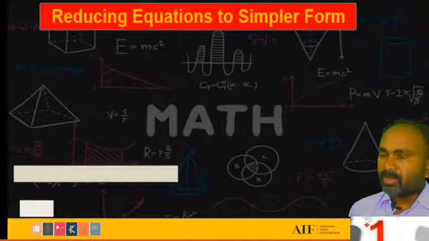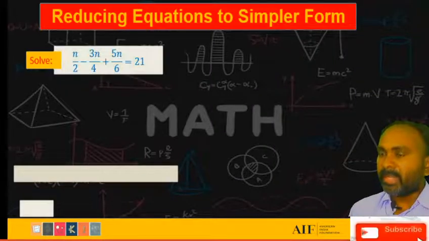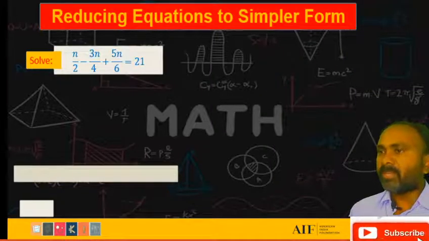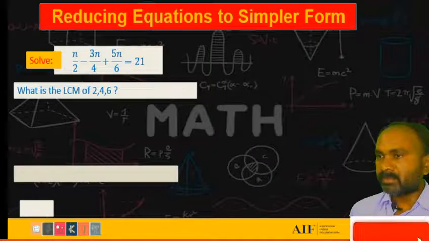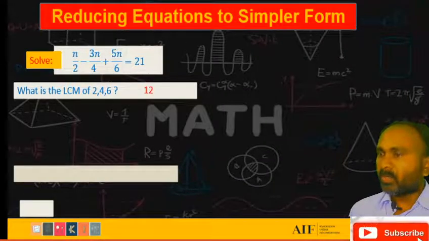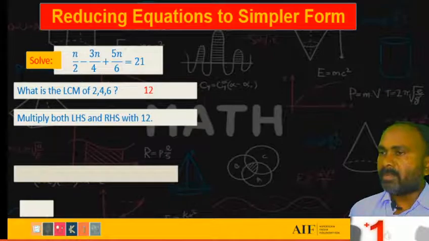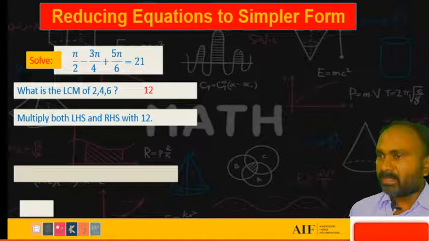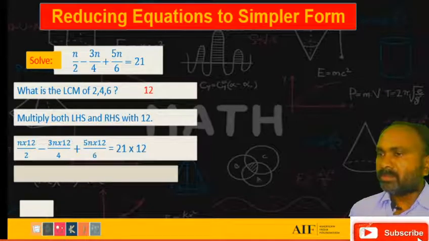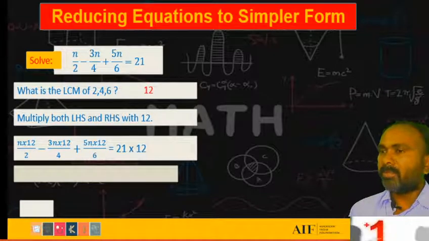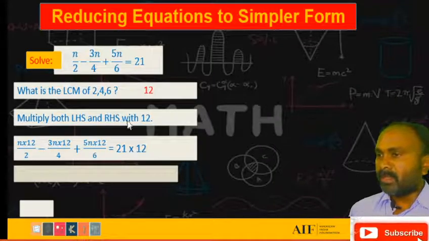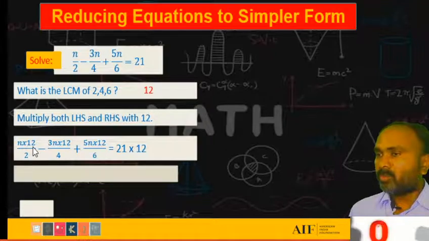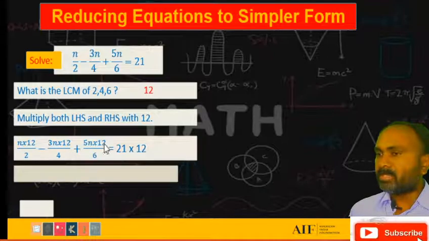Reducing equations to simpler form. One example: n by 2 minus 3n by 4 plus 5n by 6 equals 21. What is the LCM of 2, 4, 6? Here it is 12. Multiply both LHS and RHS with 12. So n into 12 by 2 minus 3n into 12 by 4 plus 5n into 12 by 6 equals 21 into 12. Here 2 table, 2 sixes are 12; 4 table, 4 threes are 12; 6 table, 6 twos are 12.